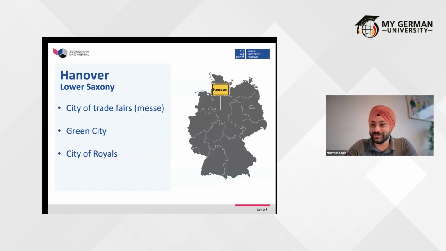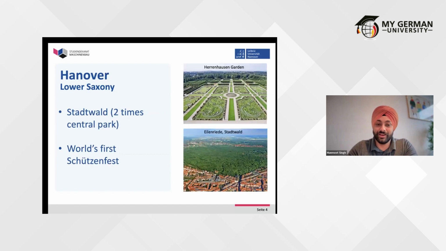It's one of the biggest states in Germany. It is also called the city of trade fairs because we have a number of trade fairs, which are some of the biggest trade fairs in the world. And it's also a very green city. We have a lot of greenery and it is also called the city of royals because of the history of Hannover, its king also being the king of England at the same time.